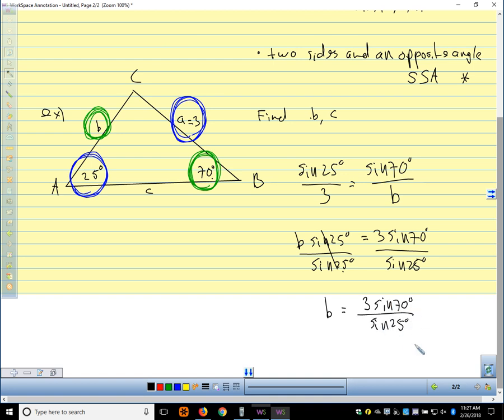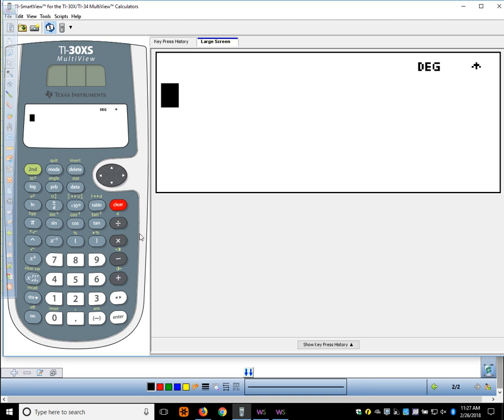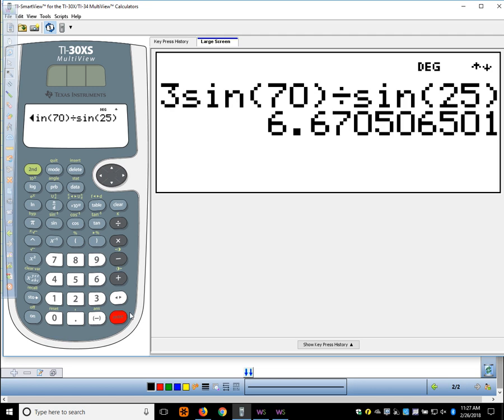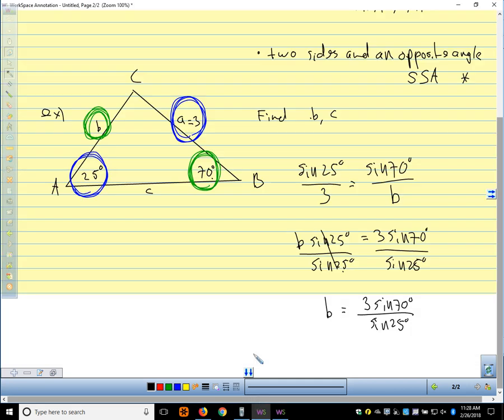And you can put this in your calculator just like this. So let me go to my calculator. I'm going to do 3 sine 70. And you just have to remember to close that parentheses there. Divided by sine of 25. Close that parentheses, enter, and I get 6.67. And I'll round to the tenth, so that would be 6.7. So we figured out that B was 6.7.